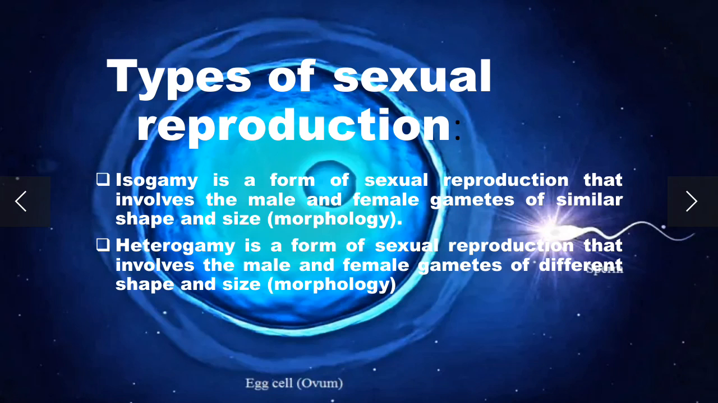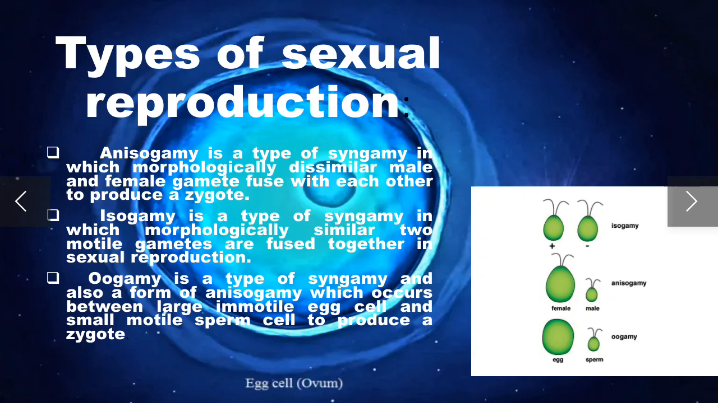Types of sexual reproduction. Isogamy. In this form, male and female gametes are similar in shape and size and they fuse with each other. Heterogamy. In this form, sexual reproduction occurs between male and female gametes of different shape and size. Anisogamy. This is the type of reproduction in which dissimilar male and female gametes fuse together to form a zygote.